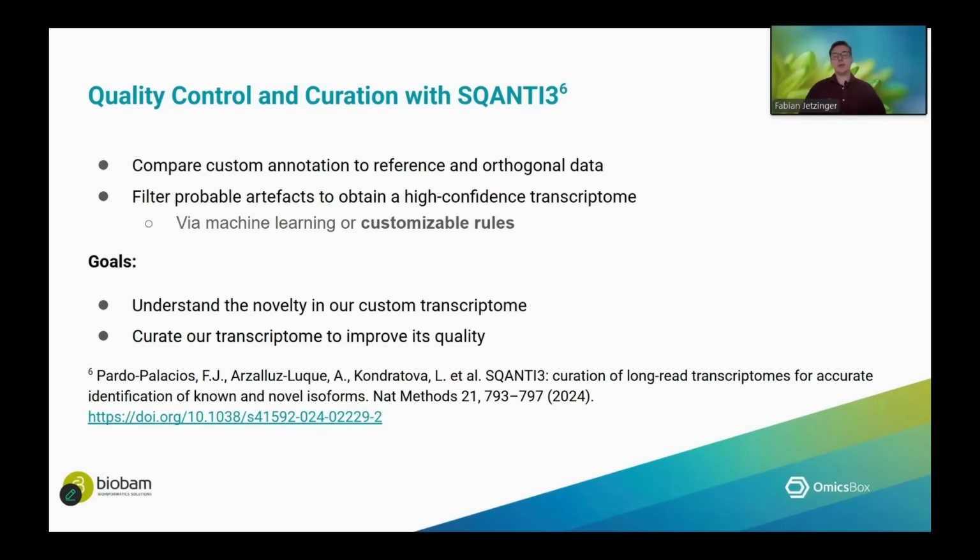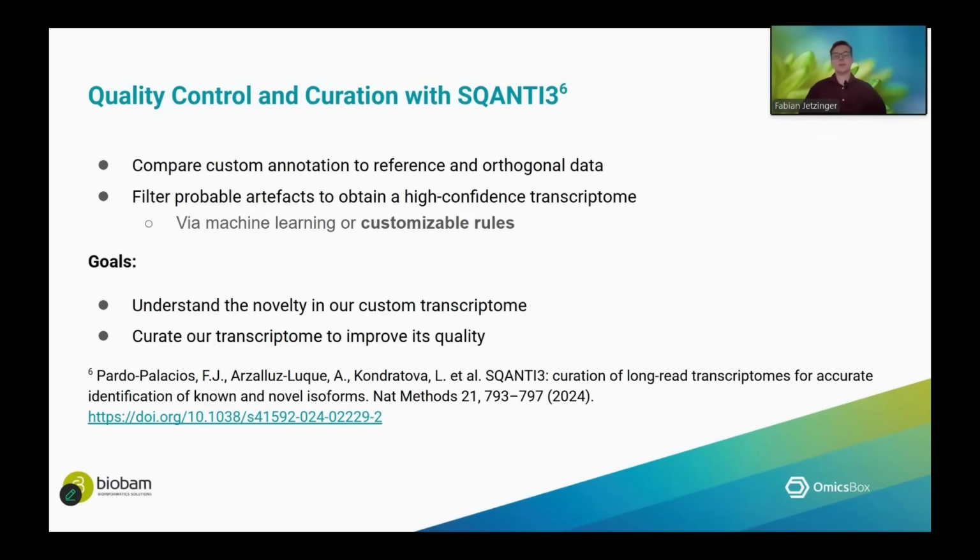And further, it can filter probable artifacts to obtain a high confidence transcriptome. SCANT-free can do this either via a machine learning filter, which is particularly effective when you have access to different orthogonal data, or via customizable rules, which is the path that we'll be choosing today. As with our non-model organism, we might not have many different types of orthogonal data available.